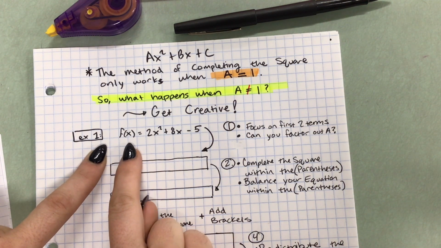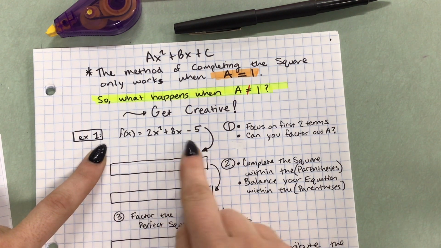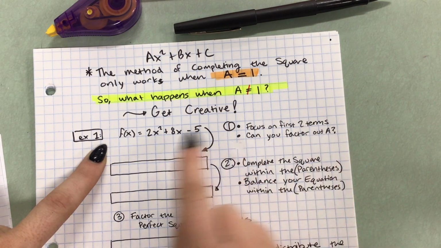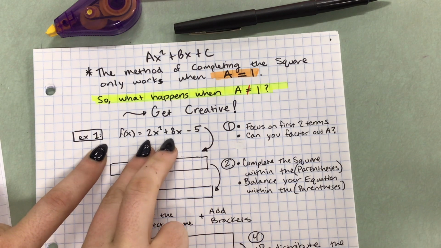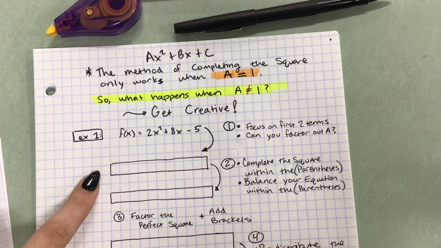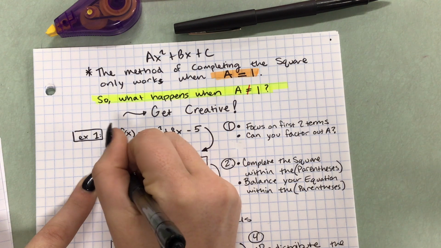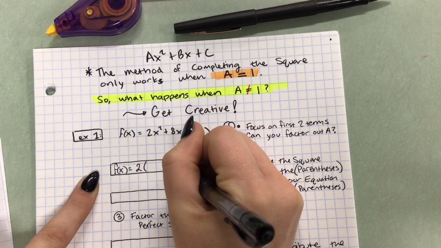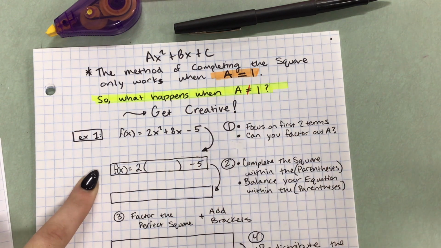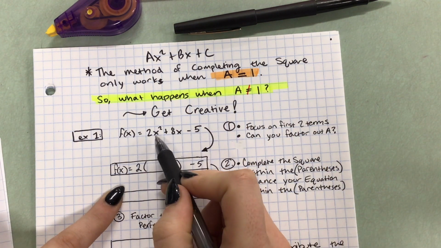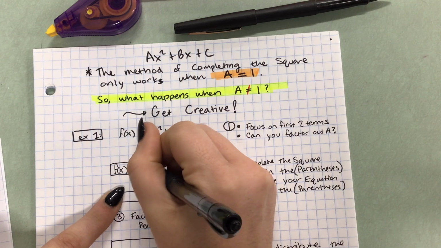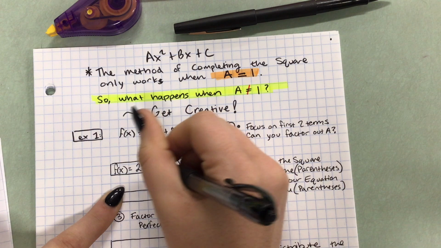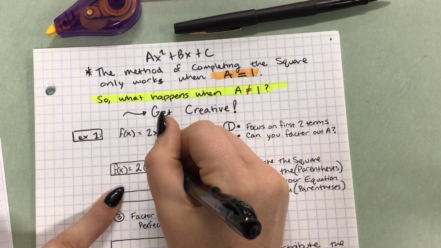So if we're given our equation, we have it in standard form. We wanna focus on the first two terms. Can you factor out a? Well, my a value is 2. Can I pull a 2 out of these two values? Yes, I can. So I'm gonna pull out a 2 and put it in front. And this minus 5 is just gonna chill at the end. If I pull a 2 out of 2x squared, I'm left behind with just x squared. If I pull a 2 out of 8x, I'm left behind with a 4x.